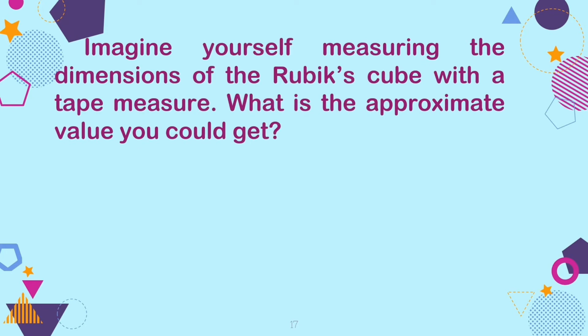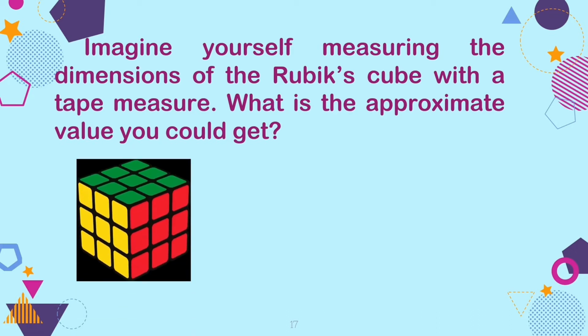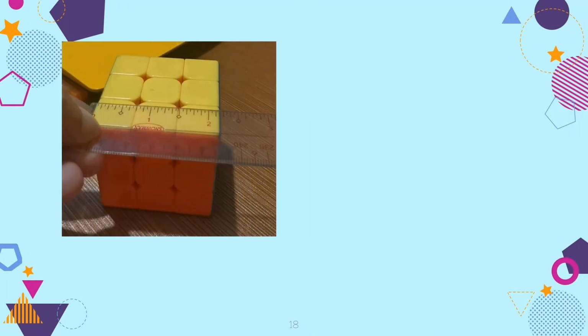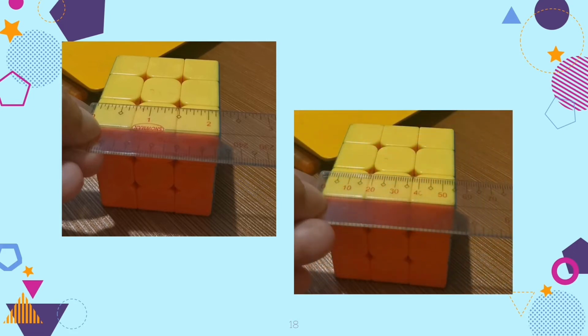Imagine yourself measuring the dimensions of the Rubik's Cube with a tape measure. What is the approximate value you could get? Here is a Rubik's Cube, and imagine how long is a tape measure. Maybe you can get an approximate value of a very small number, because a Rubik's Cube only measures more than 2 inches or 5.5 centimeter.